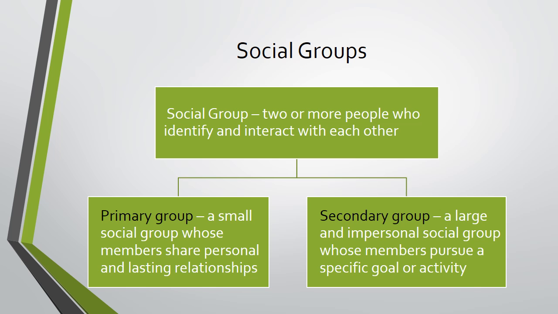A social group is defined as two or more people who identify and interact with each other. Now, though one could argue that individuals form the foundation of any society, groups and organizations also have a profound influence over people's lives. A primary group is a small social group whose members share personal and enduring relationships.